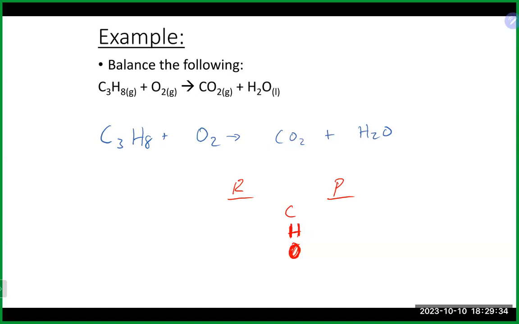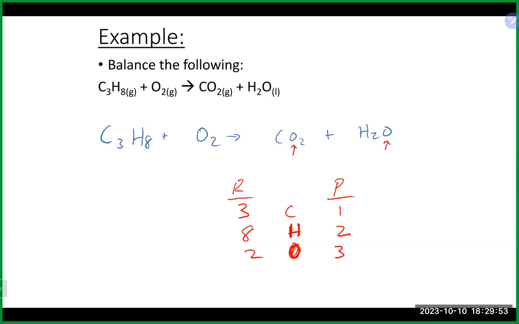Okay, let's take a look. So making our table here, we've got 3 carbons on the left, 1 on the right, 8 hydrogens on the left, and 2 on the right. 2 oxygens on the left there. Remember, we do have oxygen here, which is 2, plus 1 more there, which is 3 in this case.